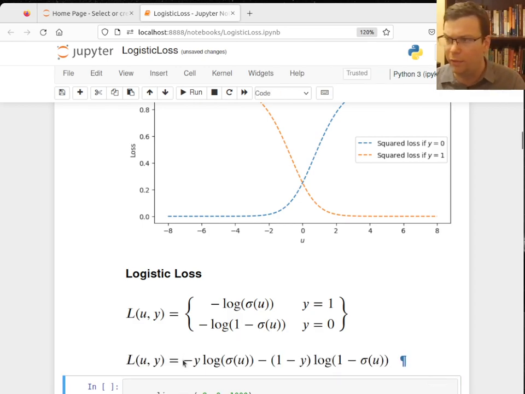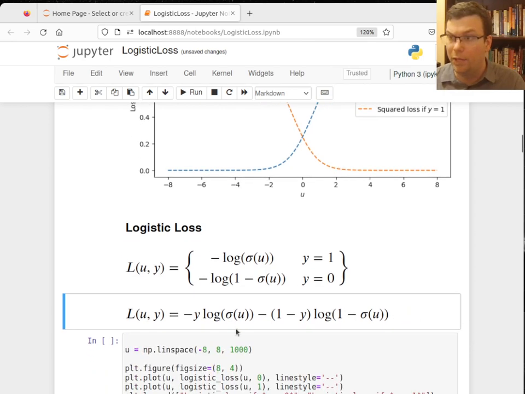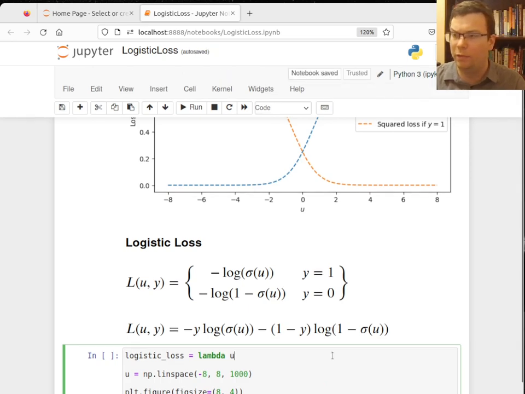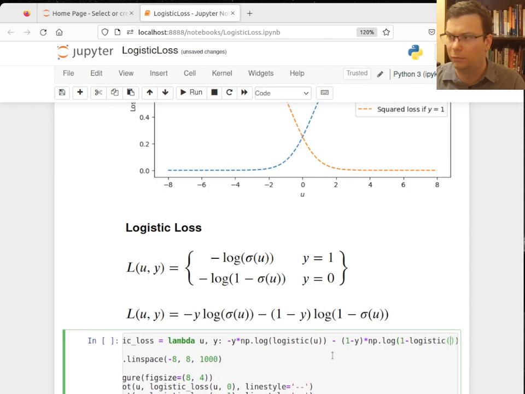So you often see it written like this. This is a little bit easier to write than a piecewise function, and a little bit easier to reason about too. So that's how you would define the logistic loss. Let me go ahead and do that in code. I'll say logistic loss. It's a function that takes 2 parameters: the input to the logistic function and then the desired label. And I'm going to return negative y times log of the logistic function evaluated at u, minus 1 minus y times the log of 1 minus the logistic function of u.